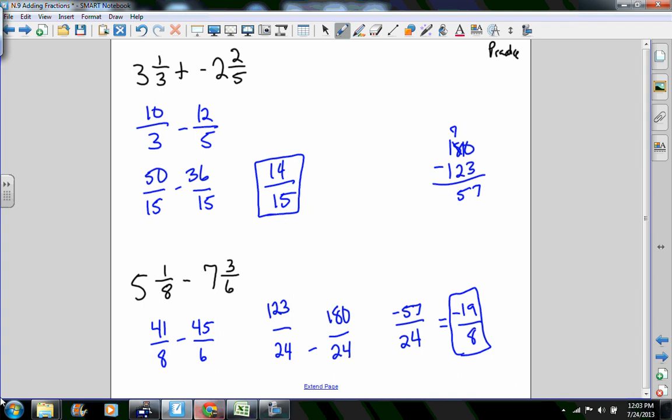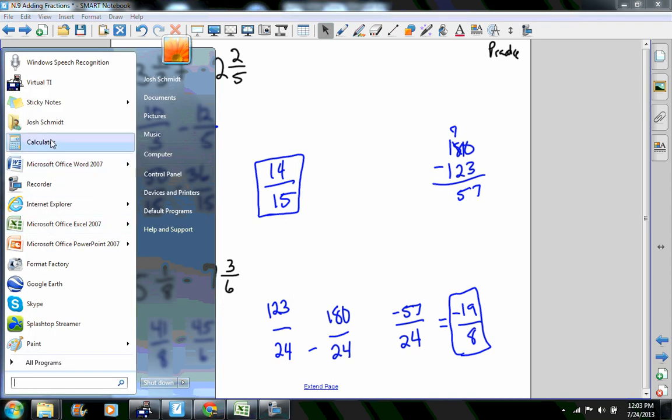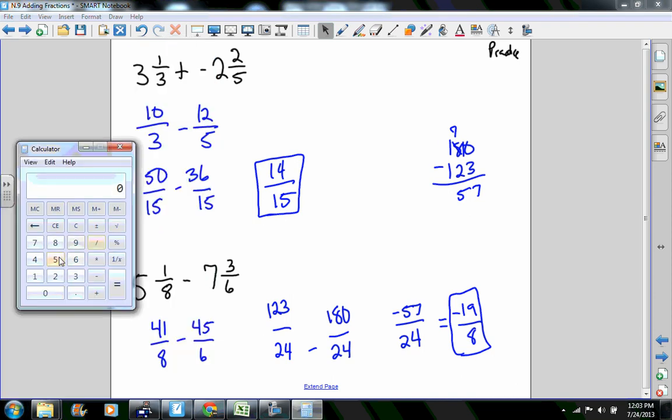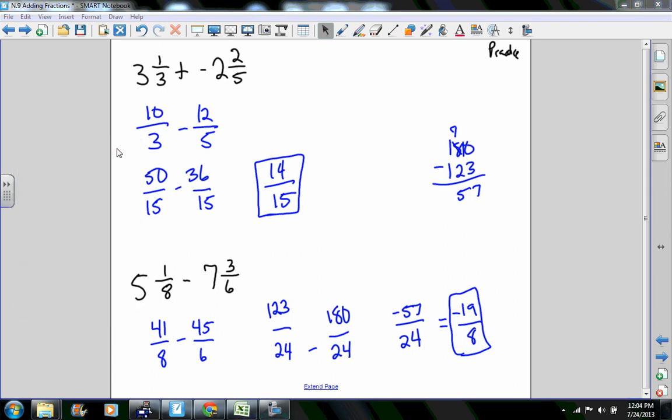Now a good way to check to see if you've simplified correctly is you take out a calculator and you go negative 57 divided by 24 will give you some decimal. So negative 2.375. Now I'm going to do negative 19 divided by 8, and I want the same decimal to come up. And it does. So we have simplified correctly. Alrighty.